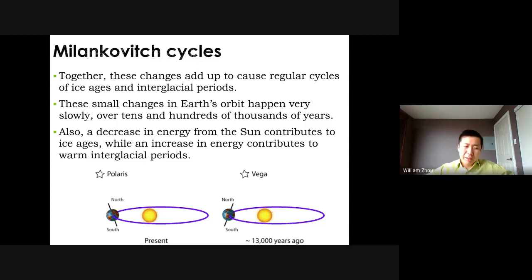Now, these things in conjunction with the axial tilt and the eccentricity of the orbit change the amount of energy we receive from the sun. Even a slight change will cause a huge change in climate. Right? So that's Milankovitch cycles. That's what causes the different climates in Earth's history.